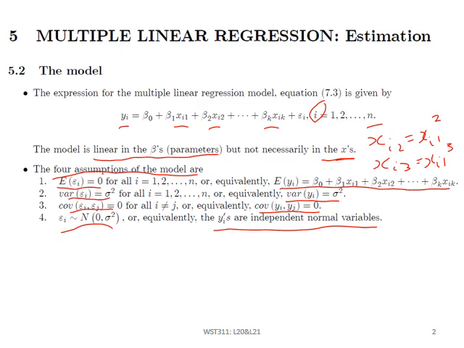We can also, in vector notation, write that the errors follow a normal distribution with an average 0 and a variance sigma squared times the identity matrix of order n, the number of observations.